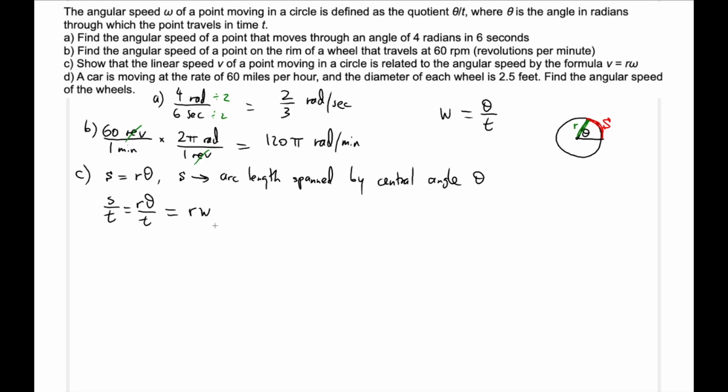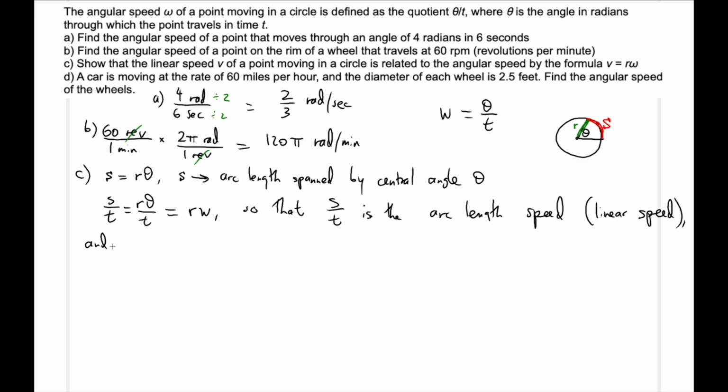Now that we have that, what is that going to help us? So s divided by t is the arc length speed, the linear speed. Now let's get to v. V is shown to be the linear speed. So v itself is s over t, because we determined that s over t is the arc length speed, the linear speed. So v is a substitution for it. That should be equal to r theta divided by t.